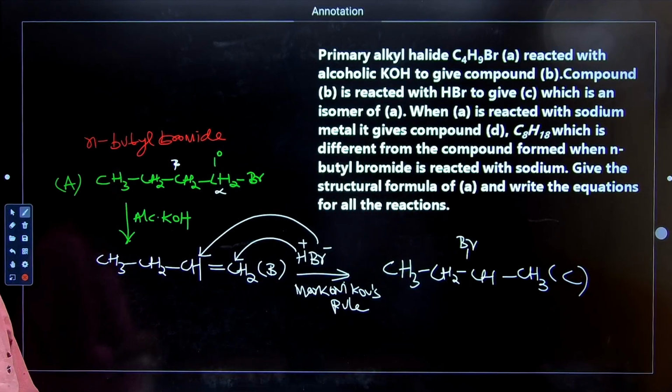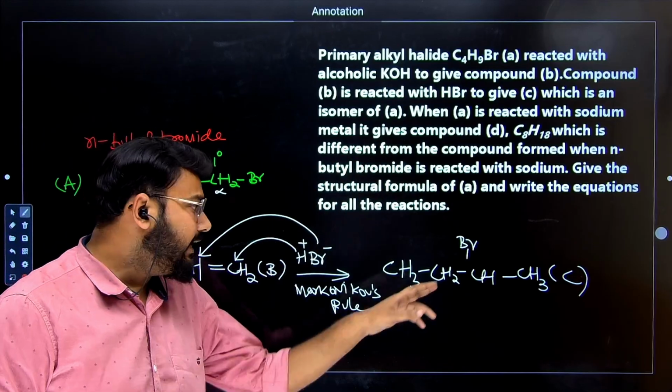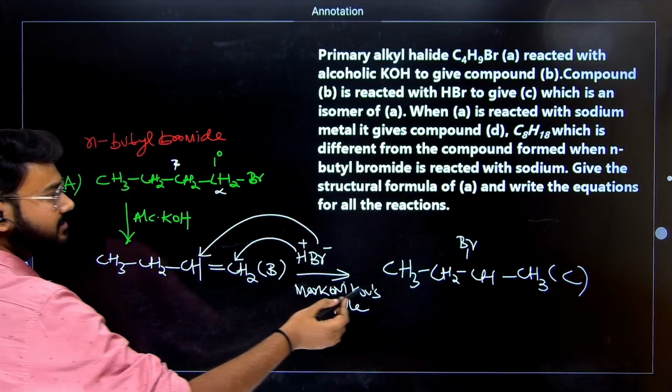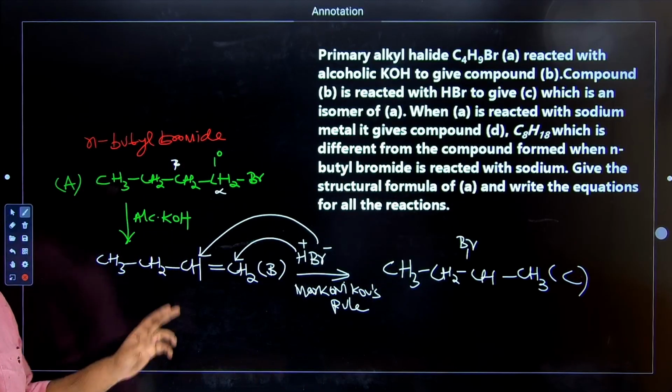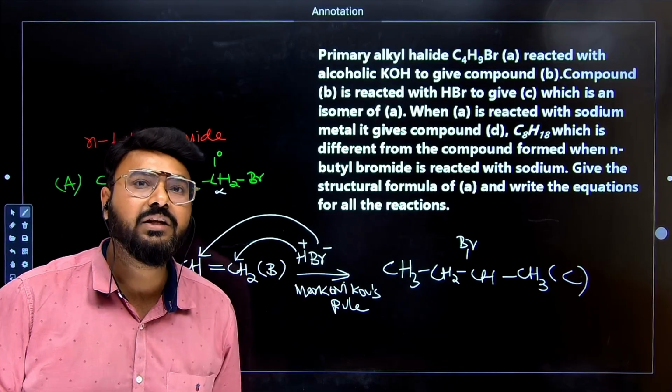Now the question says the C is the isomer of A. We can see that this is a 2 degree alkyl, this is 1 degree, both are C4H9Br. So they both are the isomeric form.